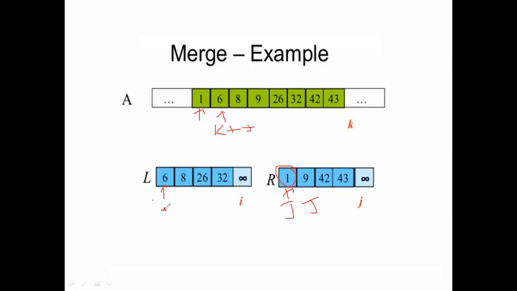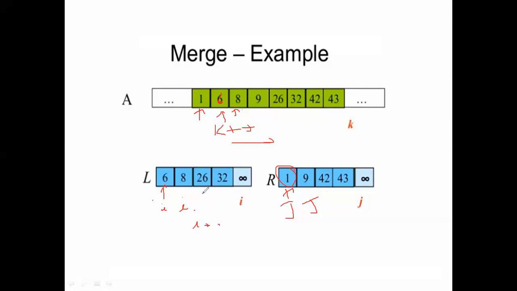Then compare the I value and J value. The I value is less, so store the I value here. Then increment I by 1. Then again we increment K by 1 because 6 is stored here. Then compare I with J. The I value is less than J, so the I value is stored here. Then I is incremented by 1, then K is incremented by 1.